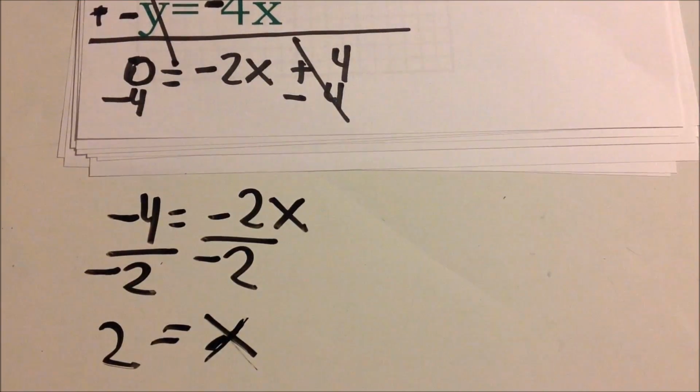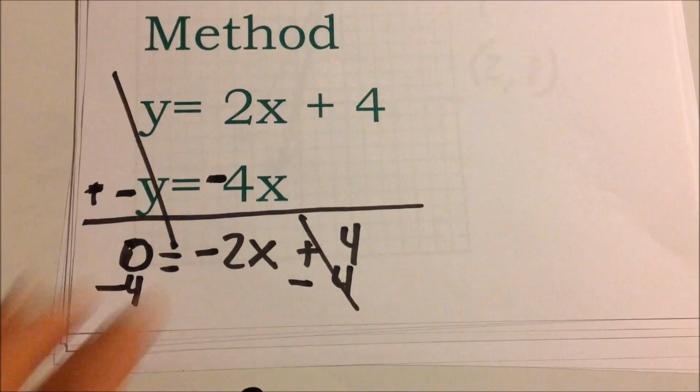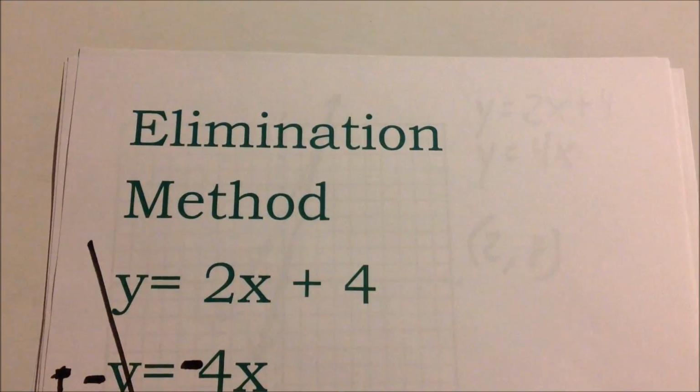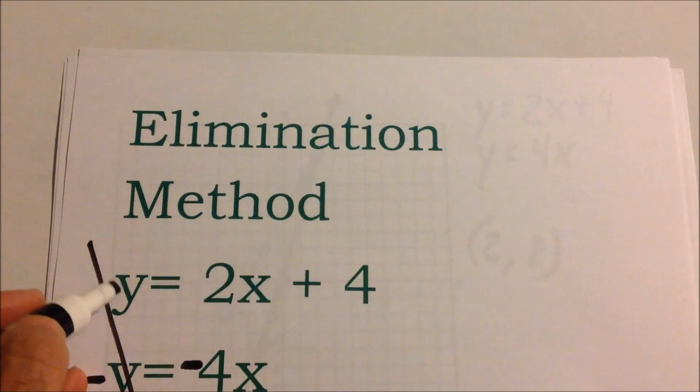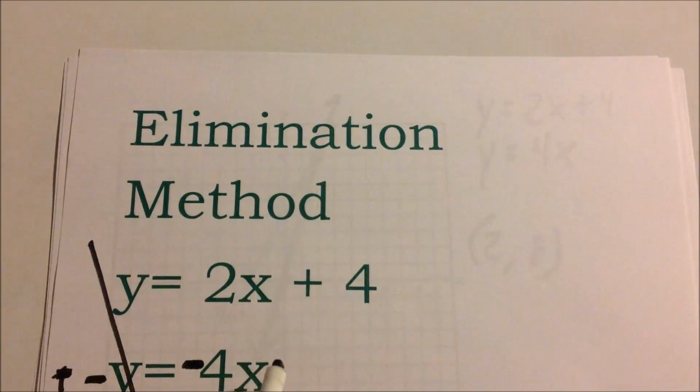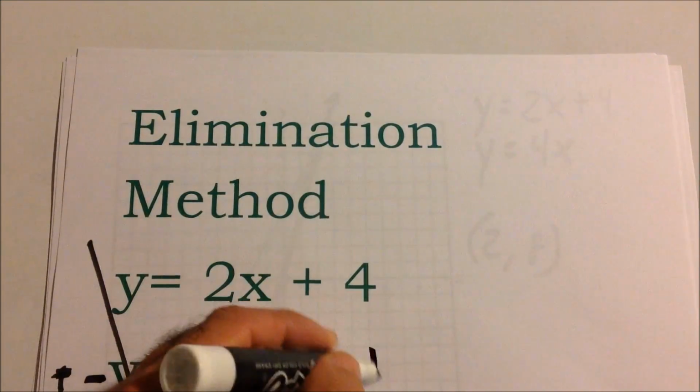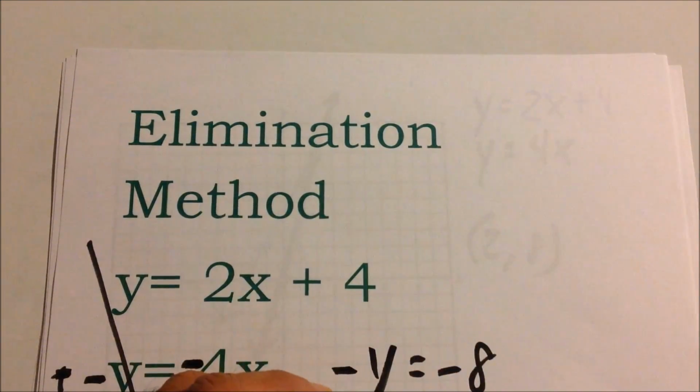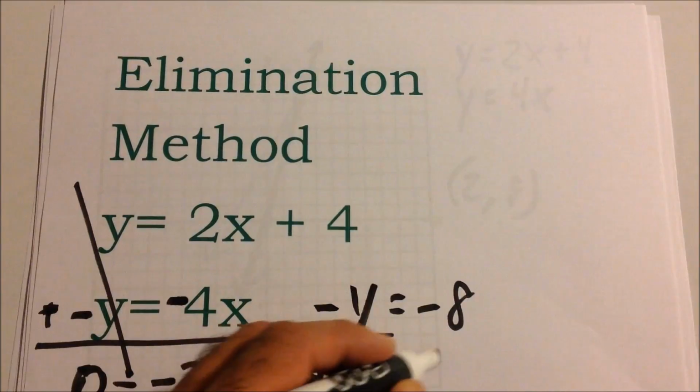Okay, now that we know that x equals 2, let's plug in 2 for x. What's 2 times 2? 4. 4 plus 4 is 8. What's negative 4 times 2? Negative 8. Negative y is negative 8, so regular y is regular 8.